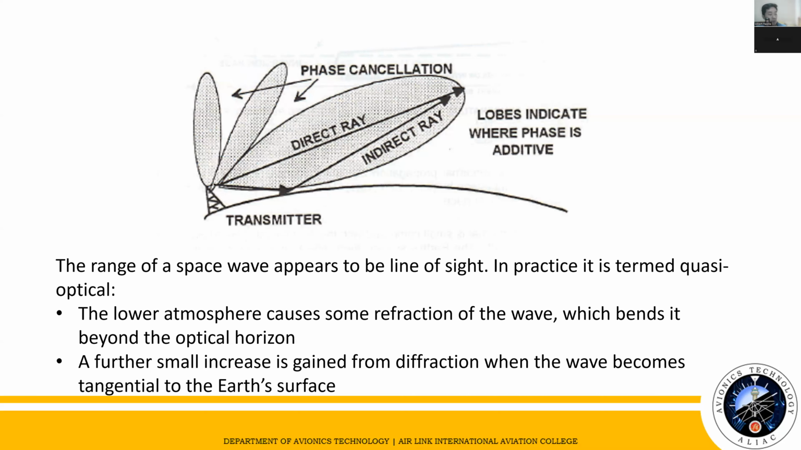So the range of a space wave appears to be line of sight. In practice, it is termed quasi-optical. So the lower atmosphere causes some refraction of the wave which bends it beyond the optical horizon. A further small increase is gained from diffraction when the wave becomes tangential to the Earth's surface.